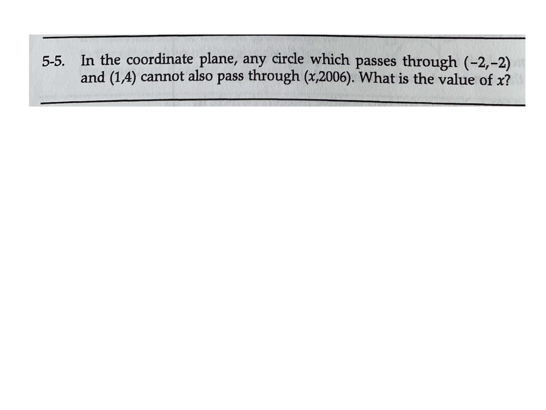In the coordinate plane, any circle which passes through (-2, 2) and (1, 4) cannot also pass through (x, 2006). What is the value of x? So if we have a coordinate plane, let's just say we have (-2, 2), so this point, and then (1, 4), let's say here. And we got some circle that goes through those 2 points. So something like that, right?